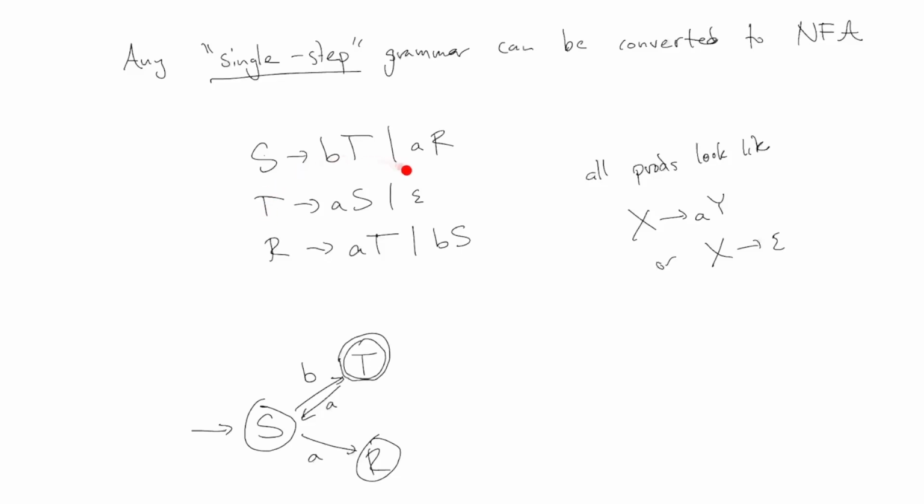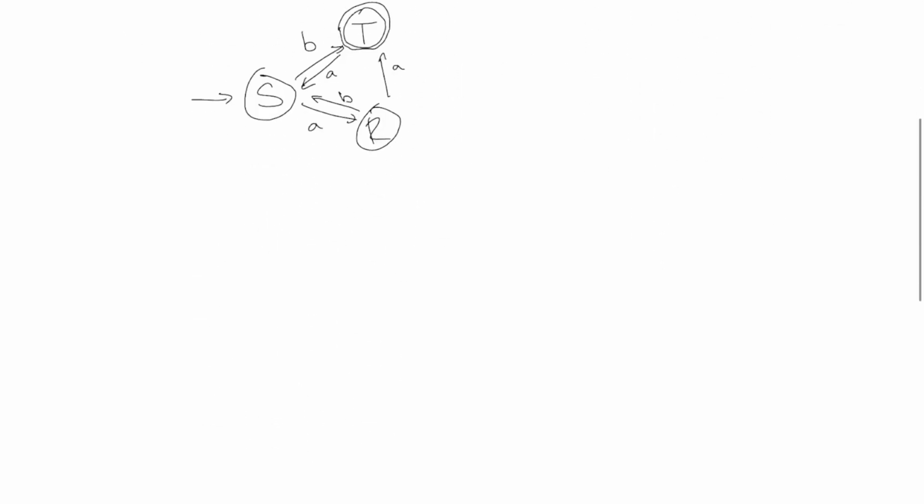T goes to epsilon basically means when you're doing these substitutions to create a string, you can finish at this point, which corresponds to making T the accepting state. And then I have some more. R goes to AT, so that's like that, and R goes to BS like that. All right, so single step can be converted into an NFA. This is always easy to do if you know how to do it.